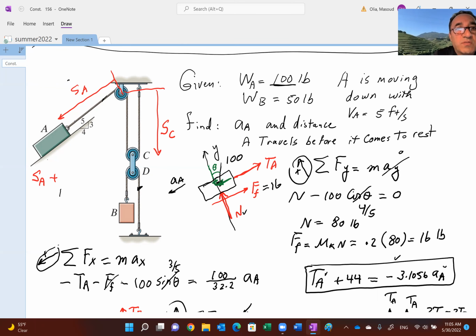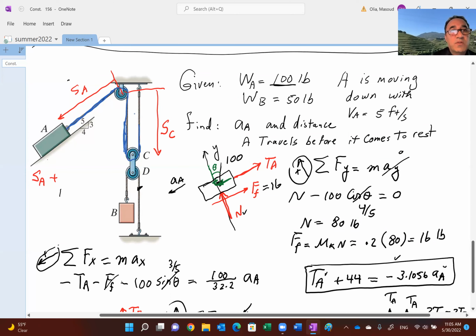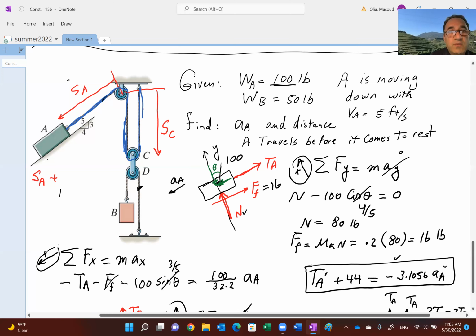Let me use a different color. So I'm talking about this rope, going like this. So you see, what do I have? I have S sub A, right, plus how many segments do we have here? 2S sub C, right? Equal to some length, I'm going to call the length of this rope L1. Now, what are we going to do with the other rope, which I'm going to call L2?